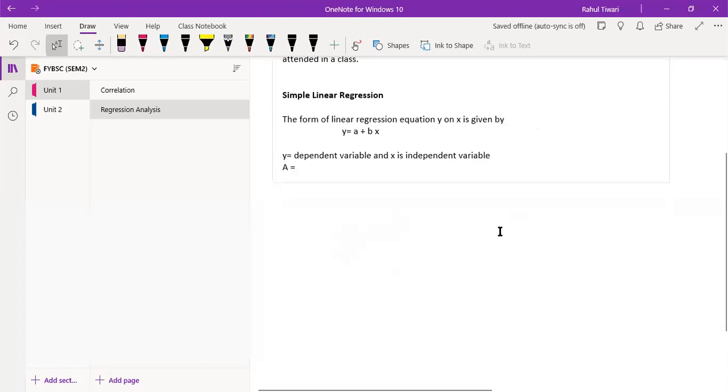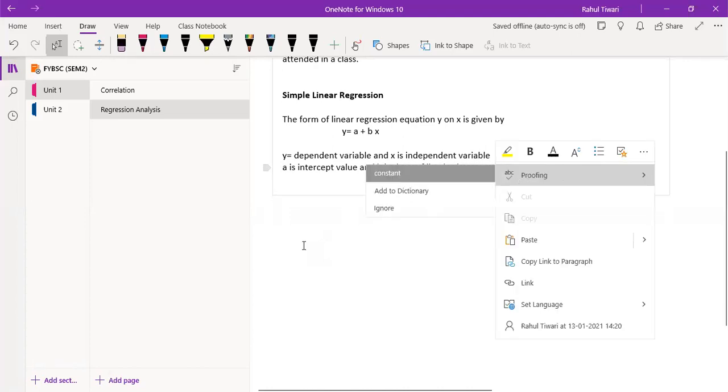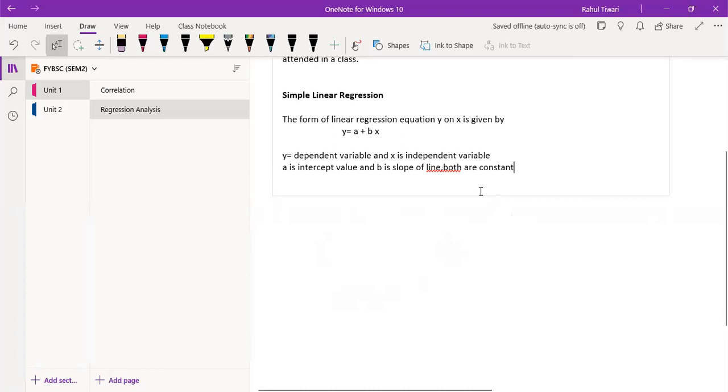And a is nothing but the intercept value, and b is the slope of the line. You might have studied some part of this at HSC level, not the entire part. And both are constants.